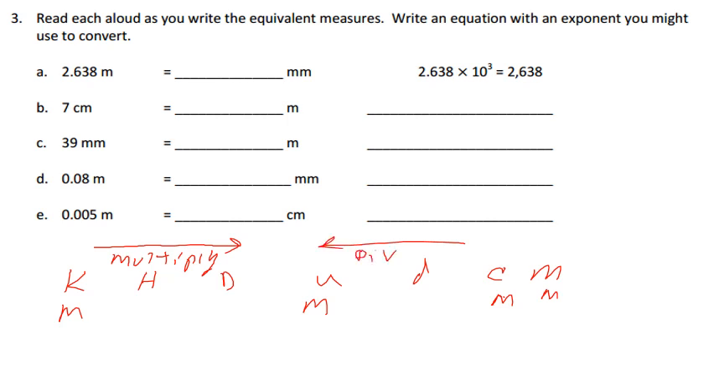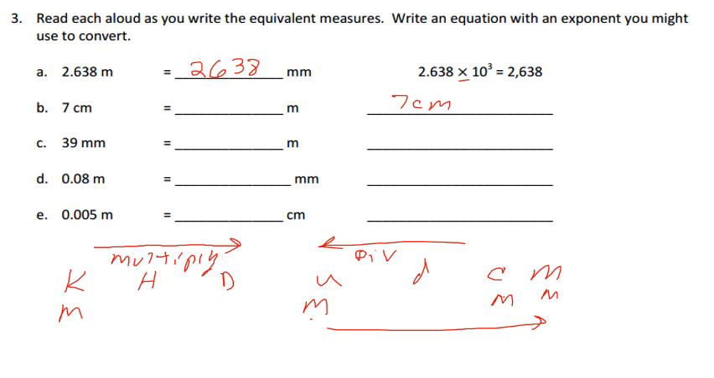So we're going from meter to millimeter, so that's going to be our multiply. So that's why they multiplied. And we know that's 1, 2, 3 positions, so they multiplied by 10 to the third. So that equaled 2,638 millimeters. Now the next one, 7 centimeters.